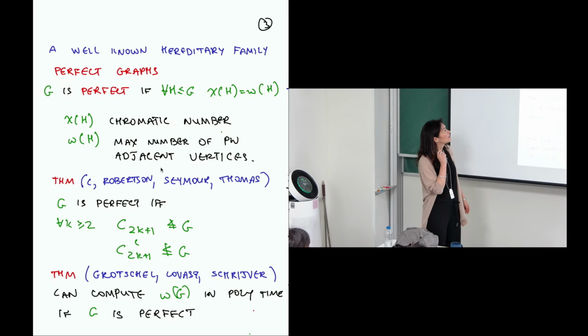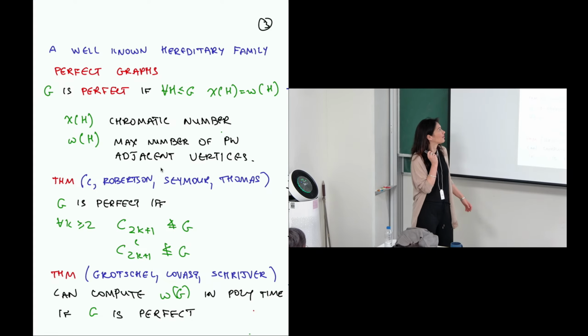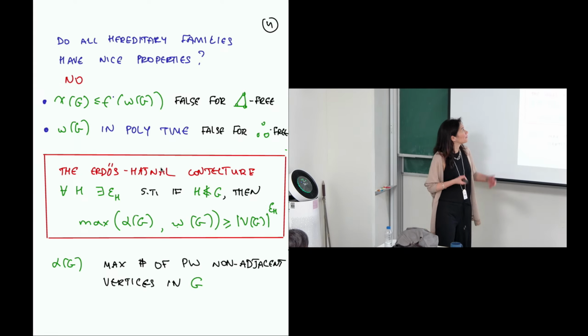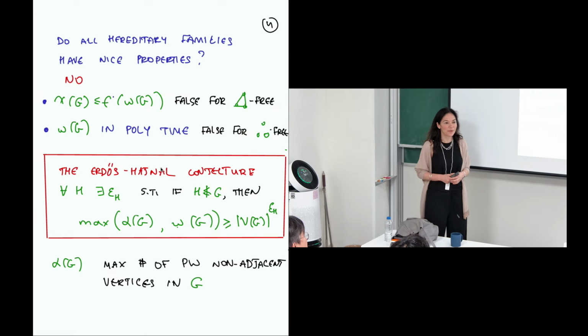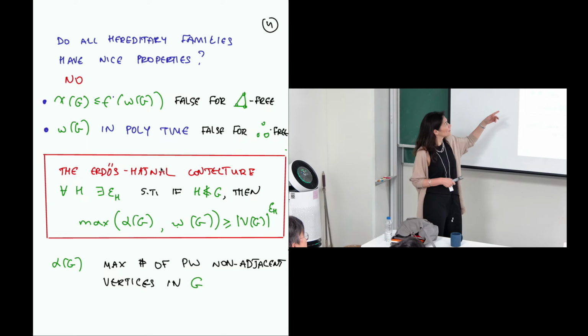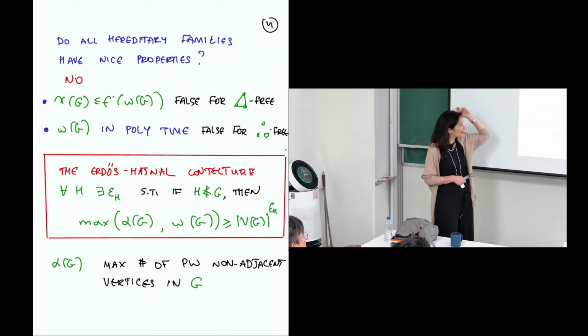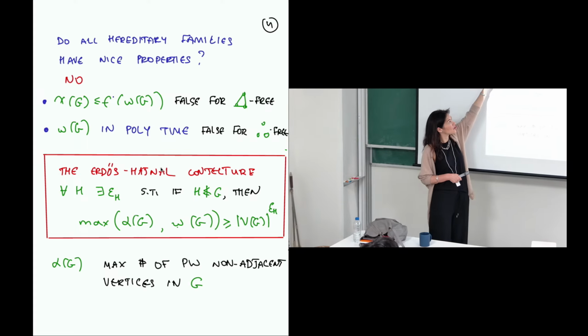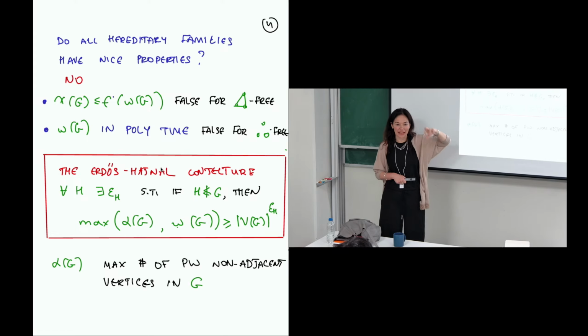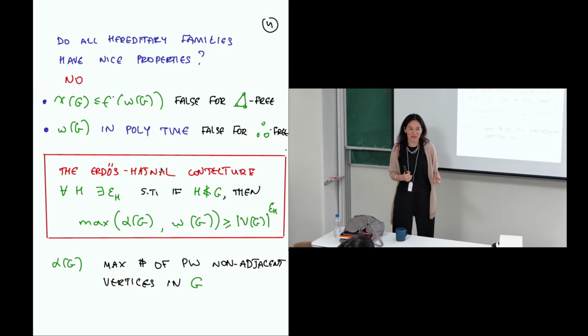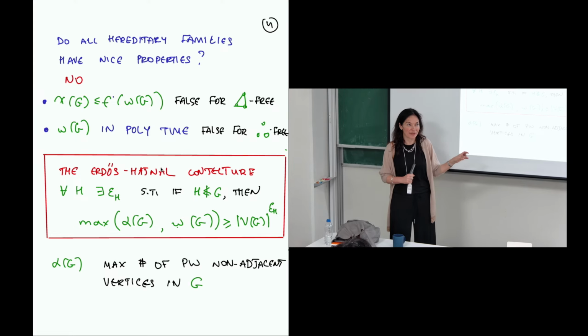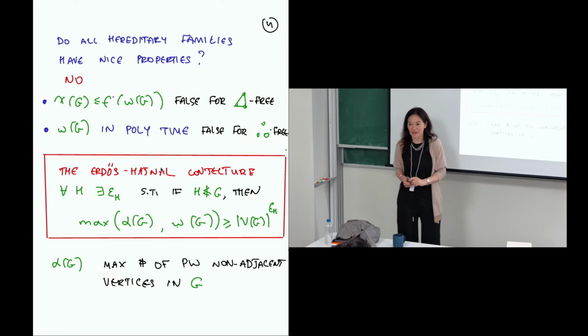Okay. So this slide was an advertisement for hereditary families. Now that you've seen how wonderful they are, you could ask, are all hereditary families nice? Do they all have nice properties? And the answer is not at all. For perfect graphs, the clique number and the chromatic number are the same. But in fact, it's not even true that you can always bound the clique number as a function of the chromatic number. For example, there are triangle-free graphs with arbitrarily large chromatic numbers. The clique number is 2 because it's triangle-free, and the chromatic number is as big as you want, so there's no function that would do that.